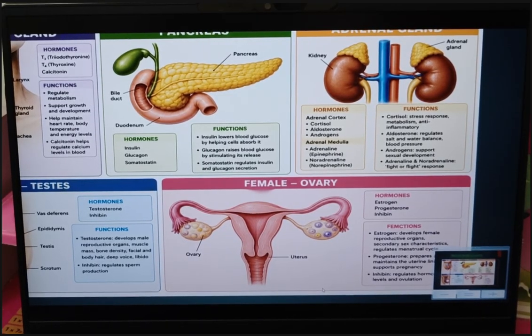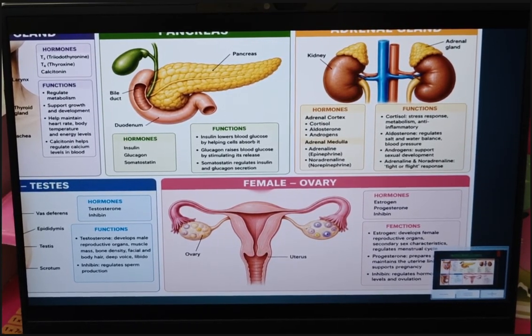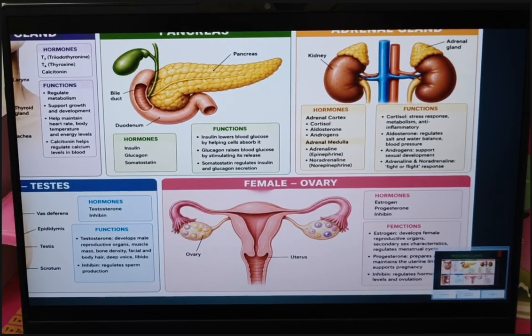Sometimes these pictures can be given and they might ask you to locate what type of gland it is, or sometimes they can ask you the hormones produced or even the functions.